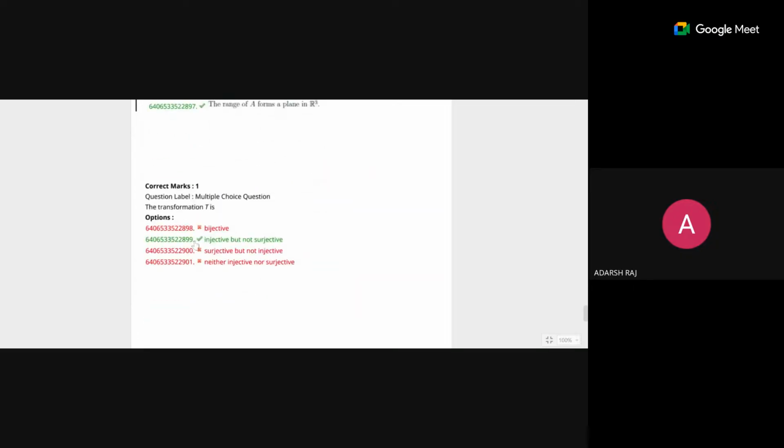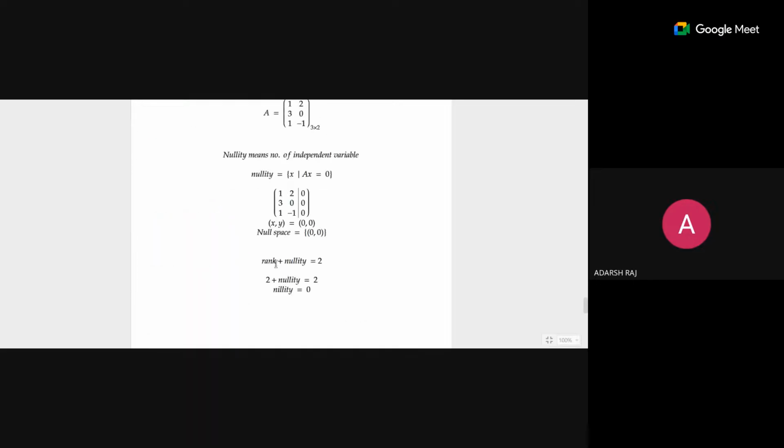So here the question is saying the transformation T is bijective, injective. So here the nullity is 0, right? For checking one-one, what are the conditions for checking one-one? T of 0 equal to 0, we can check that also. If nullity is equal to 0, a given linear map is one-one. So here we find nullity is equal to 0, means this linear map is one-one, right?